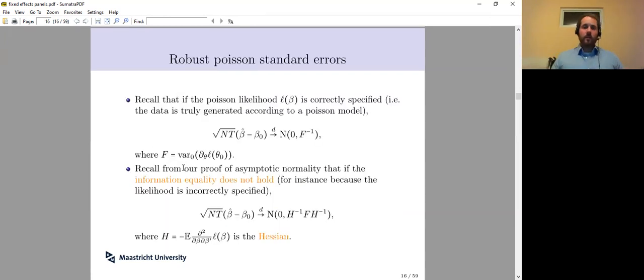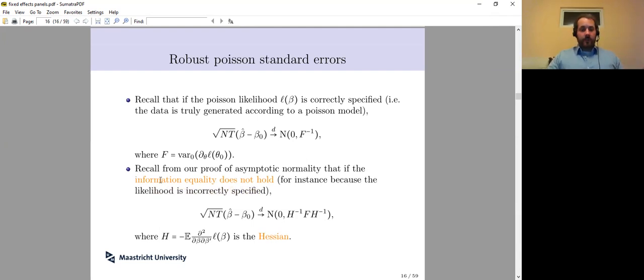So what do people do? Well, first of all, what happens under correct specification of the likelihood? What we've learned when we discussed asymptotic normality is that the estimator, the MLE, centered by the true value, scaled by square root NT, converges to a normal distribution with mean 0 and the inverse Fisher information as the asymptotic variance. Now, if the likelihood is, for instance, not completely correctly specified, meaning that only the mean is correctly specified, but not any higher moments, that is kind of this case here.